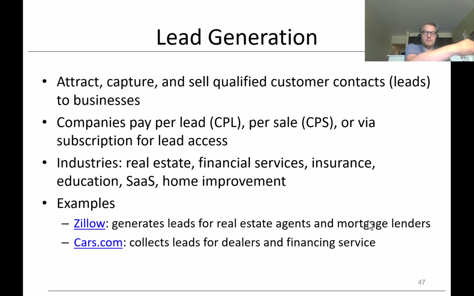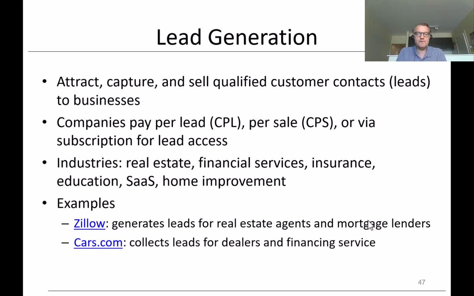Okay, lead generation. A lead is a customer prospect, somebody that is potentially interested in buying your product or service. We can use the internet and all kinds of digital technologies to attract, capture, and sell qualified customer contacts or leads to businesses. The companies that are receiving those leads typically pay per lead, pay per sale, or via a subscription for lead access.